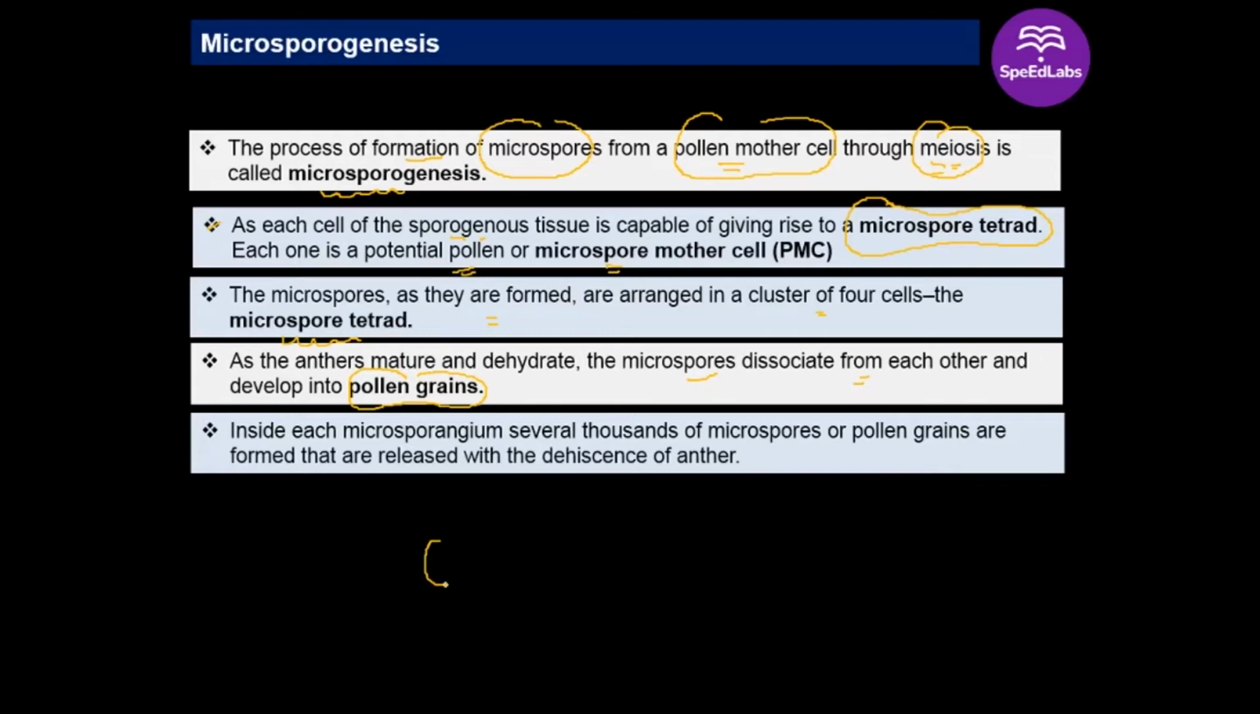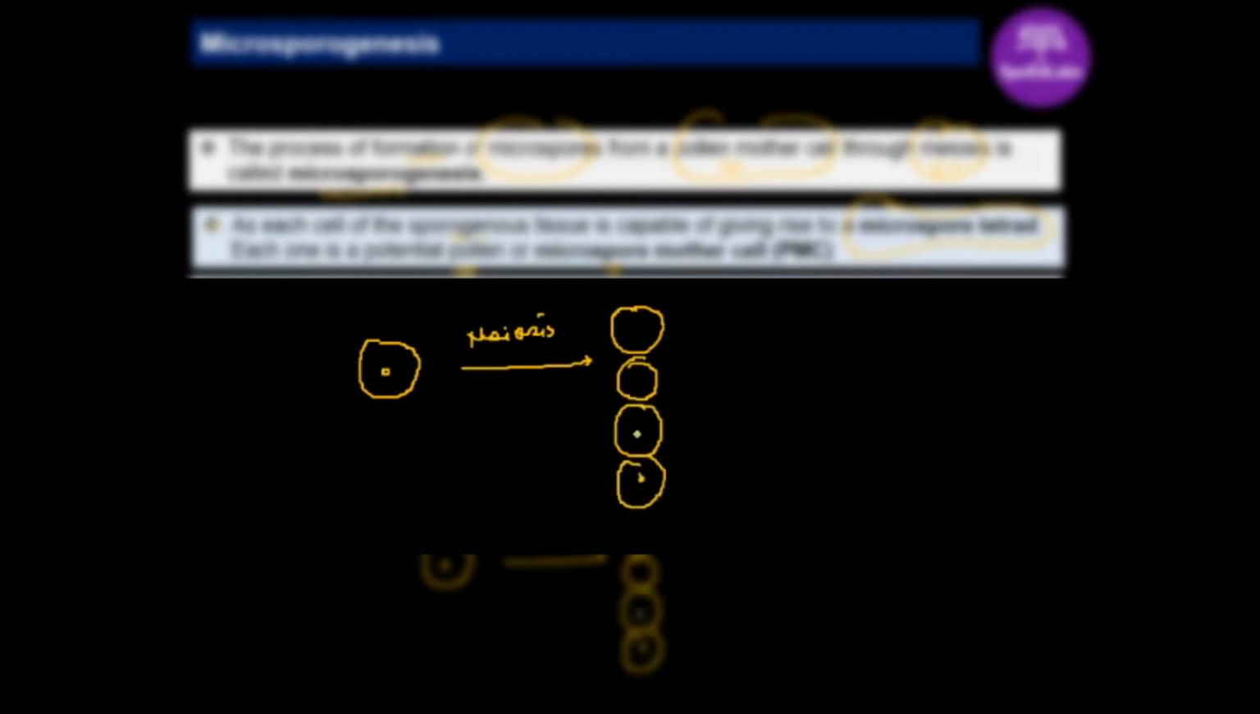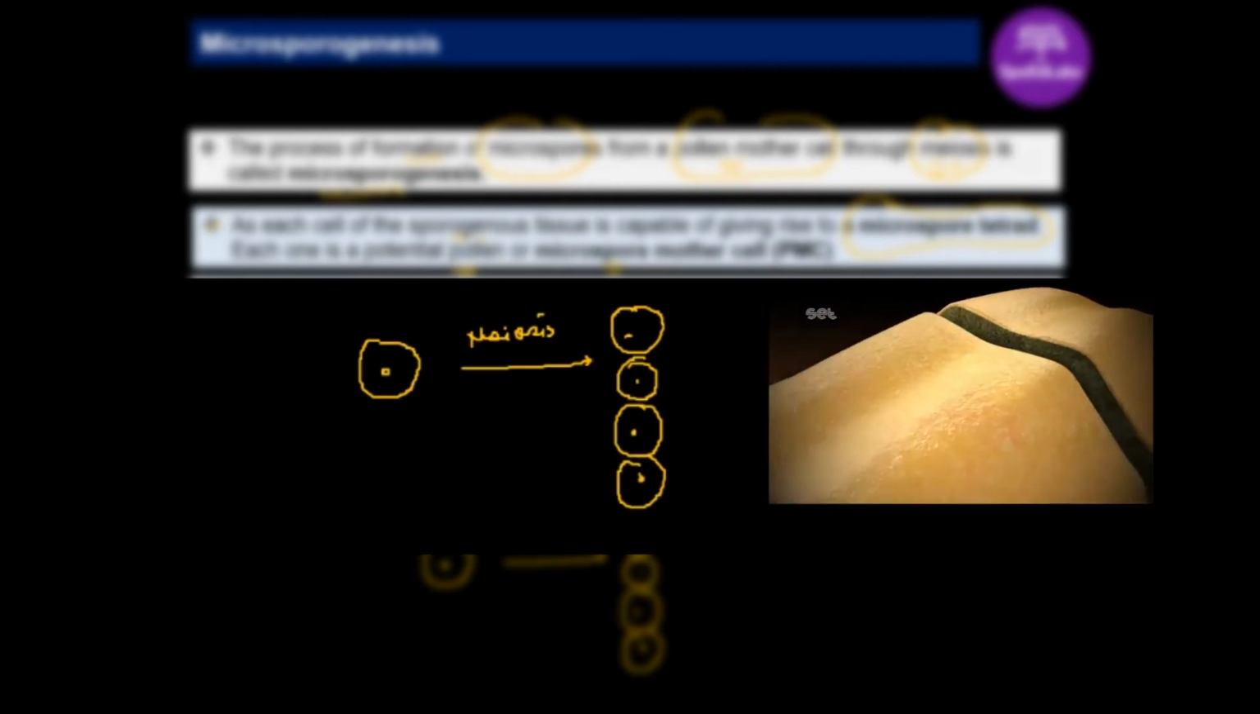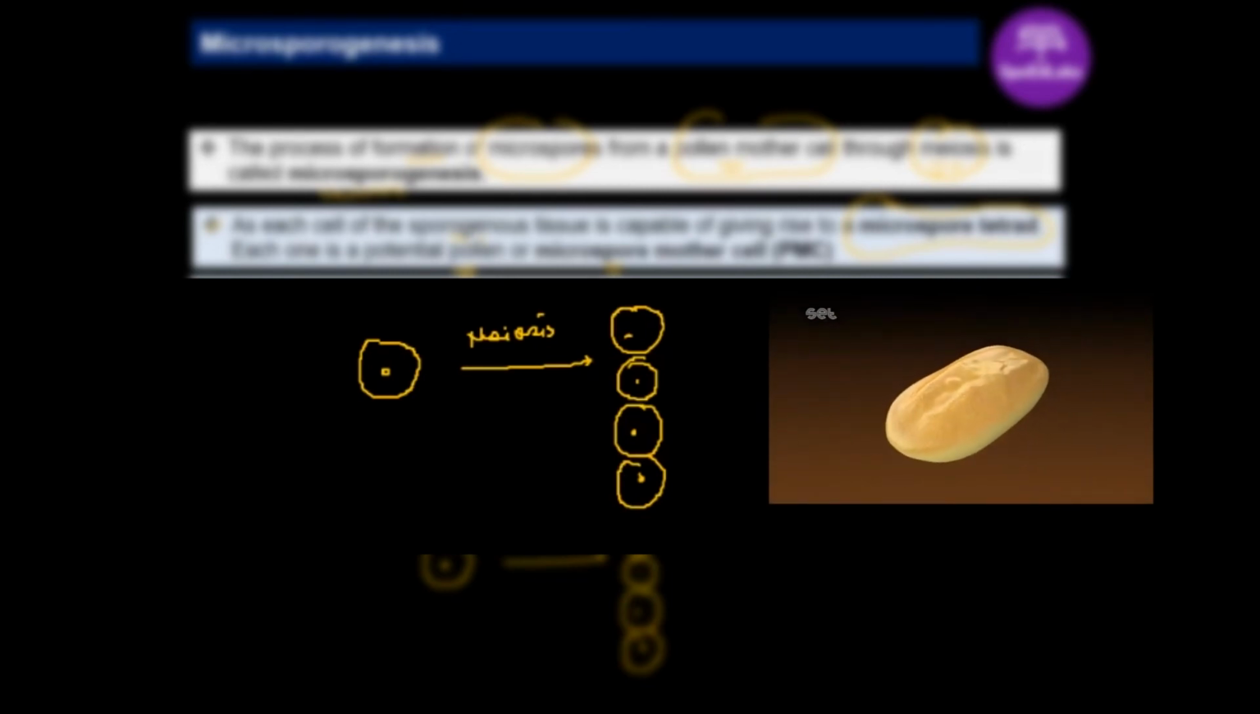All right, so here there is this one pollen mother cell. It is going to undergo the process of meiosis and divide to form a microspore tetrad. These are the 4 microspores which are formed as a result of meiosis. Now inside each microsporangium, several thousands of microspores or pollen grains are formed that are released with the dehiscence of the anther. When the anther is mature, the process of dehiscence takes place and the pollen grains will be released from the anther.